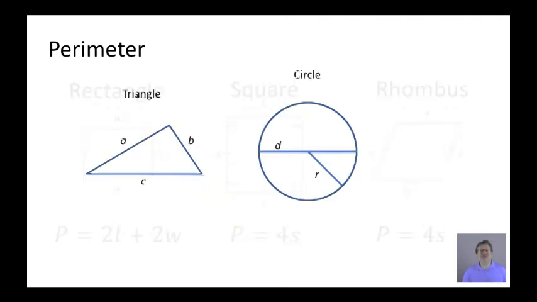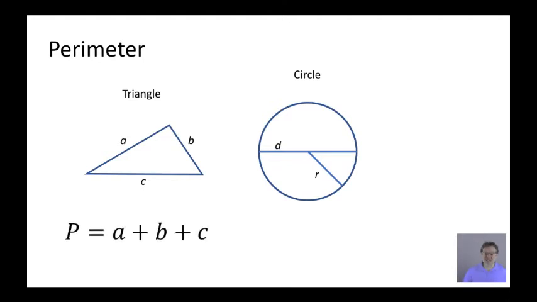What's the perimeter of a triangle? Well, it's pretty much the same thing here. We have 3 sides instead of 4, so this is not a quadrilateral. This is a triangle. So we've got 3 sides to add up here, and as you might guess, perimeter for a triangle is simply A plus B plus C.